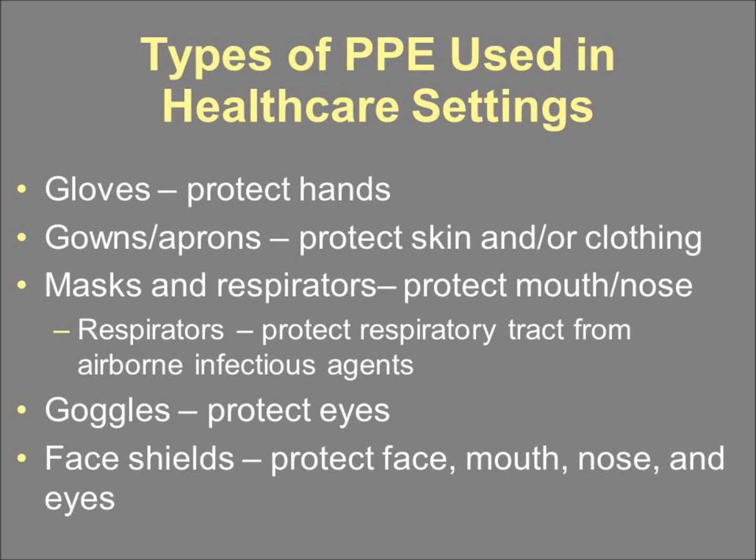The following is a list of PPEs that are used in a healthcare setting. Not all of these protective pieces of equipment will be used by a minister in a hospital or nursing home setting, but all of them are used in a healthcare setting. Gloves protect the hands. Gowns or aprons protect the skin and or the clothing. Masks and sometimes respirators protect the mouth and nose. Respirators protect respiratory tract from airborne infectious agents. Goggles protect the eyes. Face shields protect the face, mouth, nose, and eyes.